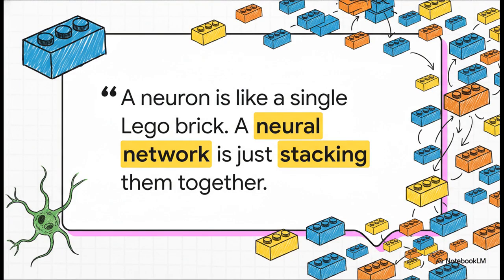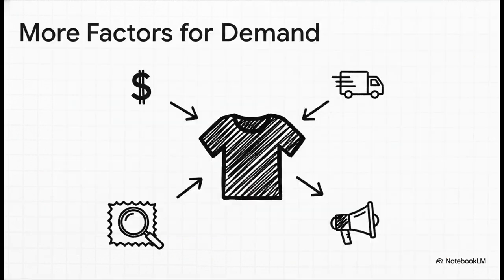And you really got to hold on to this idea because it's the key to understanding everything else. Think of one neuron as one single Lego brick. It's kind of useful on its own, but it's limited. A neural network? Well, that's what you get when you start clicking hundreds or even thousands of these bricks together to build something way, way more powerful. Because let's be real, in the real world, it's never just about the price, is it? T-shirt sales are affected by all sorts of things, like shipping costs, how big your marketing budget is, even the quality of the cotton. Suddenly, our simple problem just got a lot more complicated.